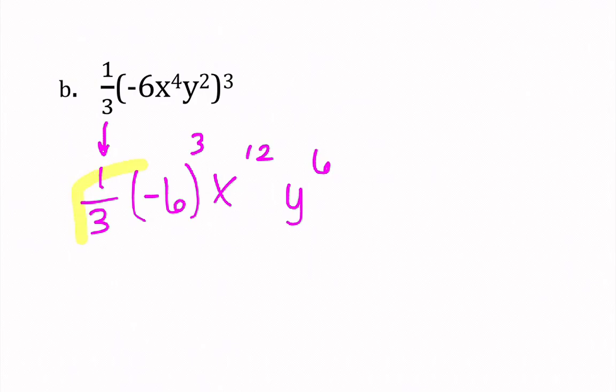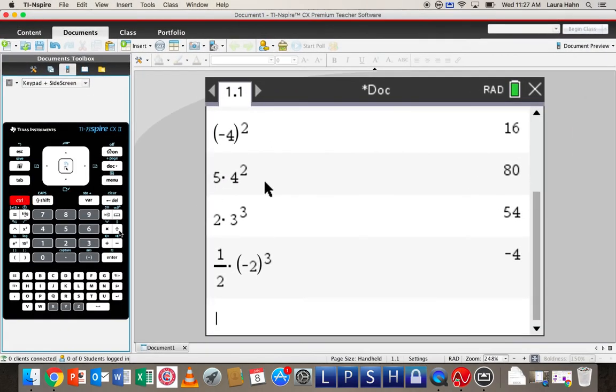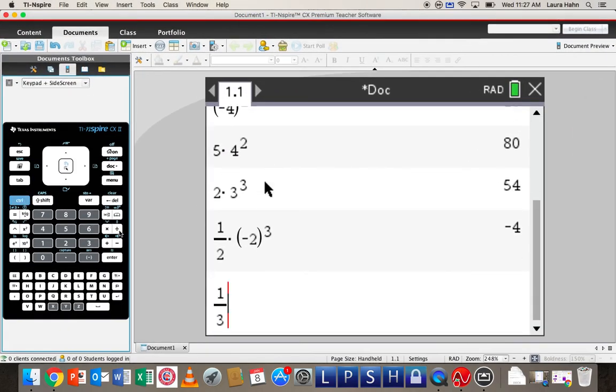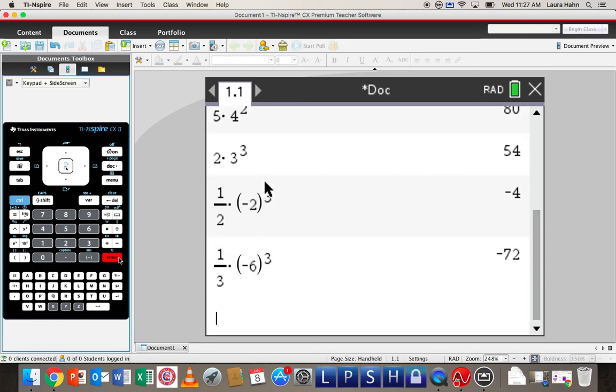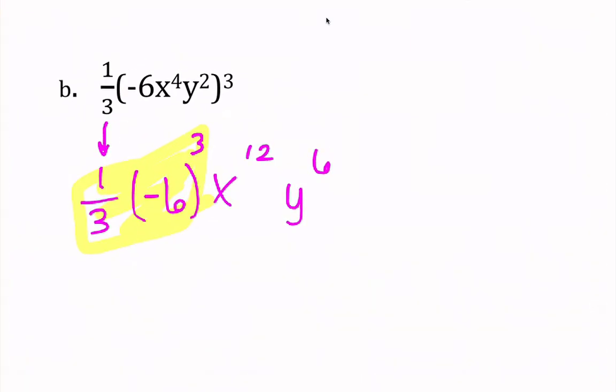All we have left is this section right here. Let's simplify that by typing it in our calculator. So I have 1/3 times -6 in parentheses raised to the third power. And that's going to give me a -72. So my final answer is a -72, and everything else drops.